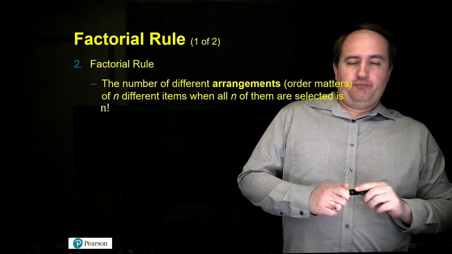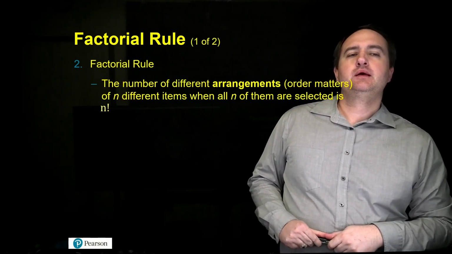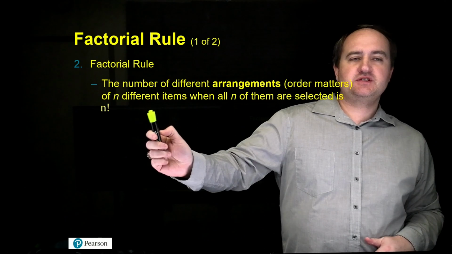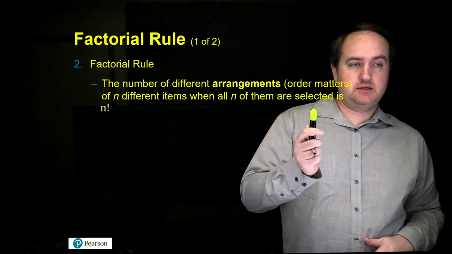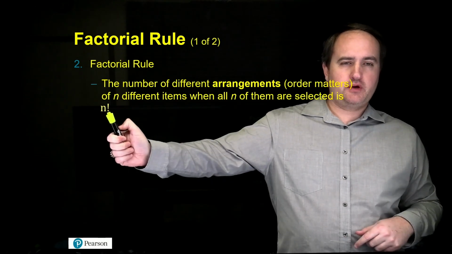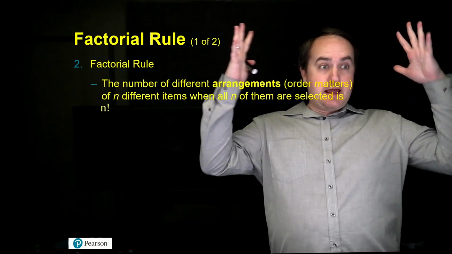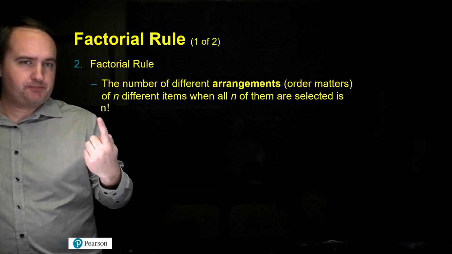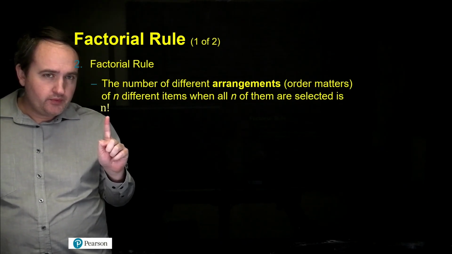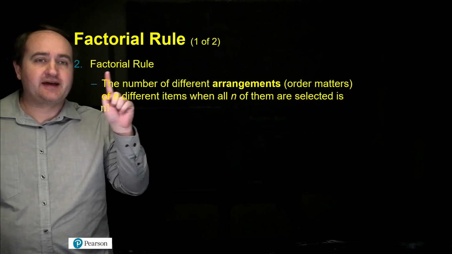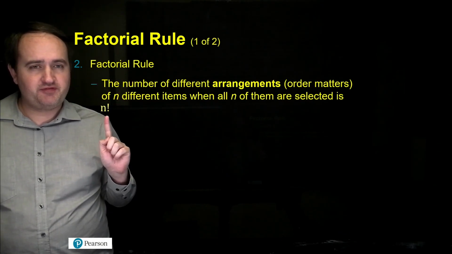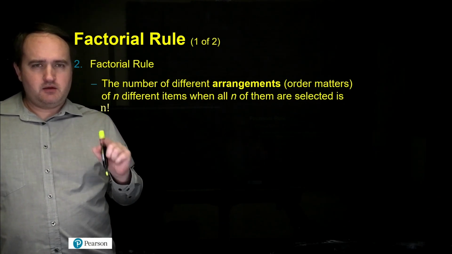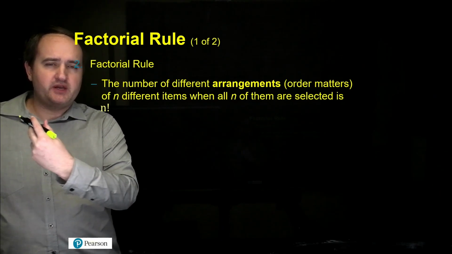is the factorial rule. The factorial rule says that the number of different arrangements where order matters of n different items when all n of them are selected is n factorial. So I know it looks like it says n with an exclamation mark, at least that's what it looks like to me, but that exclamation mark is actually read as factorial. So it's read as n factorial. And all it means is you start with n, and then you count down until you get to 1, and you multiply all the numbers.